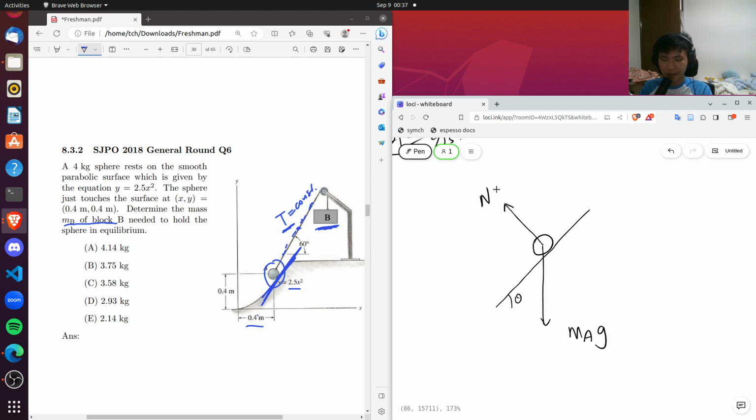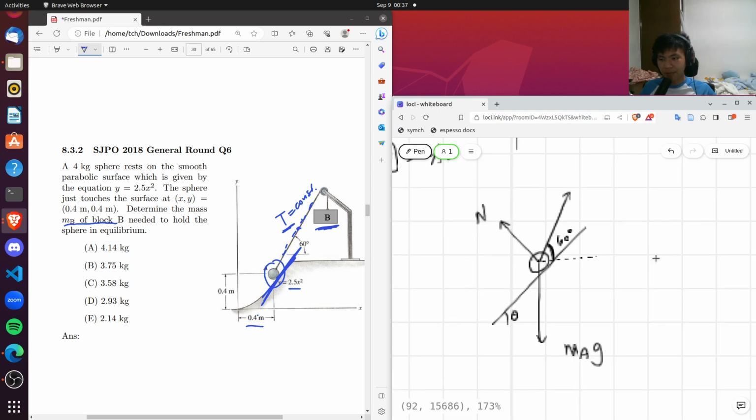Now, question: is the normal contact force equal to m_A g cosine theta? The answer is no, because we haven't accounted for all the forces yet. If you consider the tension, you realize the tension is something like that, and it is at an angle of 60 degrees with respect to the horizontal. Okay, so with that knowledge, right?